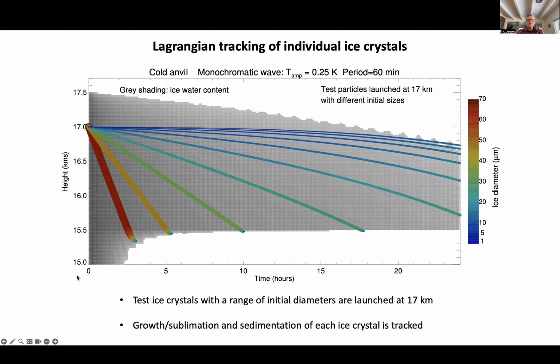And what I'm showing here in the gray shading is ice water content in this simulation with the high Anvil versus time and height. And then the colored curves show the time height traces of these individual test particles. So the color indicates the size. So the large ones up around 70 microns bomb out very quickly, and then they sublimate when they get to the subsaturated air at the bottom of the cloud, and the smaller crystals fall very slowly.